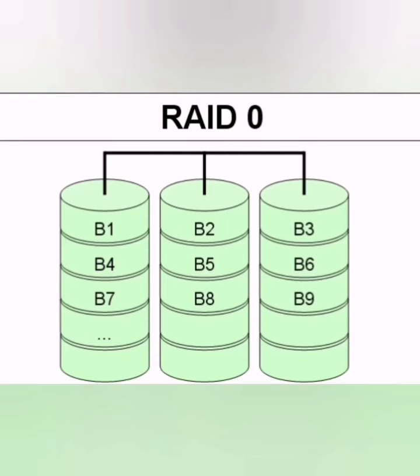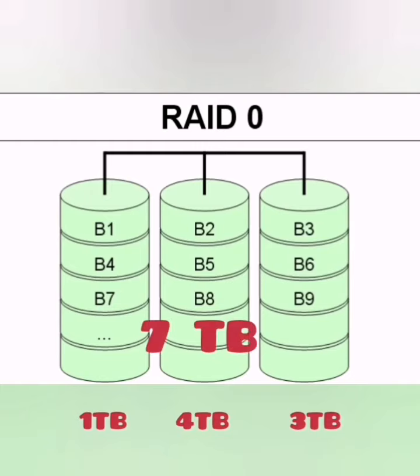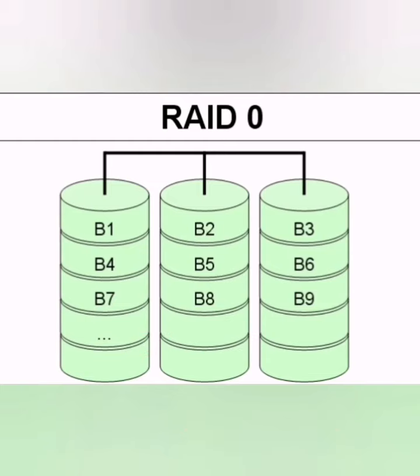Another piece of information about RAID 0 is that it may take different sizes of hard disks. It's not required to have the same size of hard disk as we will see in other RAID types. How to calculate RAID 0? If we have, for example, 3 hard disks, 1 terabyte, 4 terabytes, and 3 terabytes, then the result will be 7 terabytes of storage.